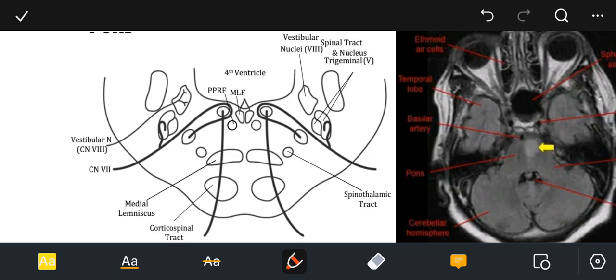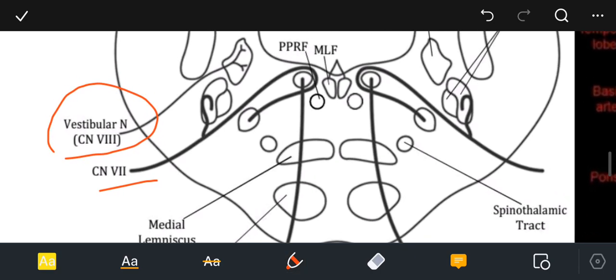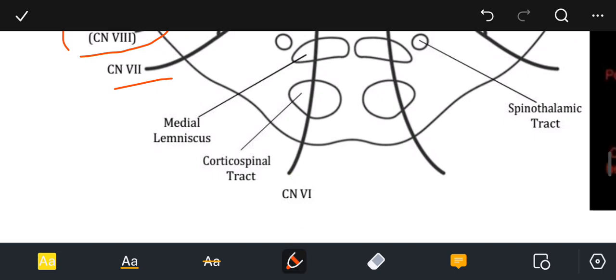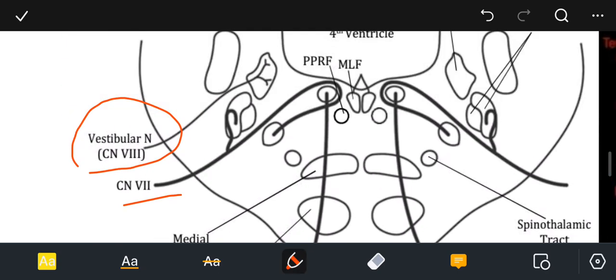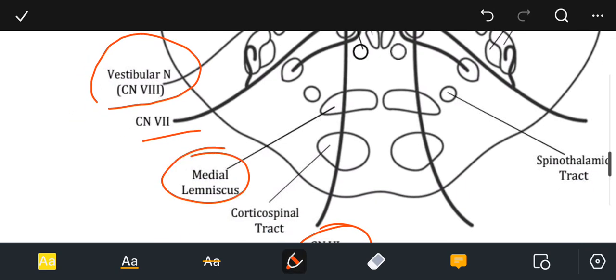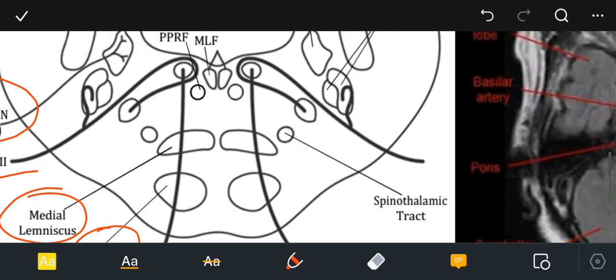Then other things that are of significance in the pons are the vestibular nucleus, that is for the cranial nerve 8, and the cranial nerve 7, that is over here, but remember the course of the cranial nerve 7 is very important. This is cranial nerve 6, right, coming out of the cranial nerve 6 nucleus. The cranial nerve 7 nucleus is over here. It will move all the way around the cranial nerve 6 nucleus to come out from the brainstem, from the pons. Then we have the medial lemniscus, that is a part of the dorsal column medial lemniscus pathway for pressure, vibration and proprioception. Then the corticospinal tract is over here. Then we have the spinothalamic tract.